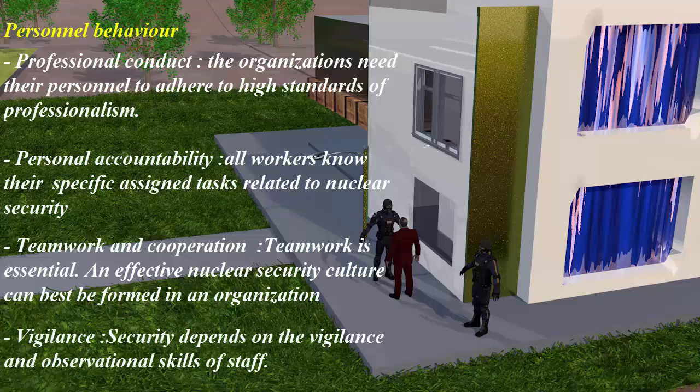Vigilance. Security depends on the vigilance and observational skills of staff. Personnel need to recognize the importance of information protection to effective nuclear security. They are also required to comply with facility procedures and avoid divulging any information that has the potential to undermine security. An effective nuclear security culture depends upon teamwork and cooperation among all personnel involved in security.